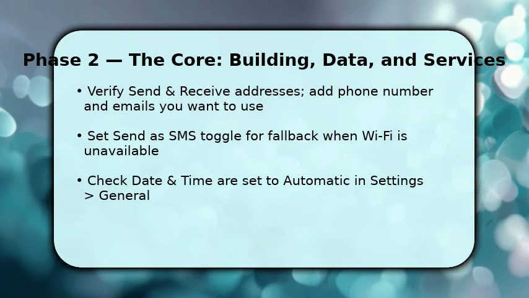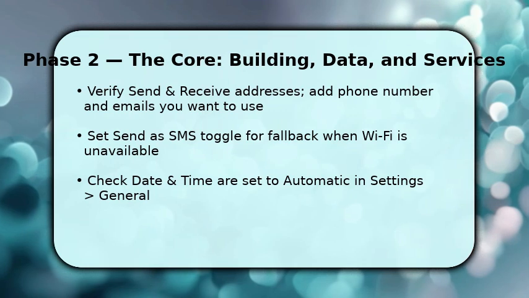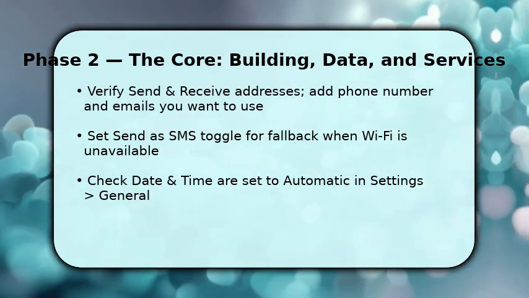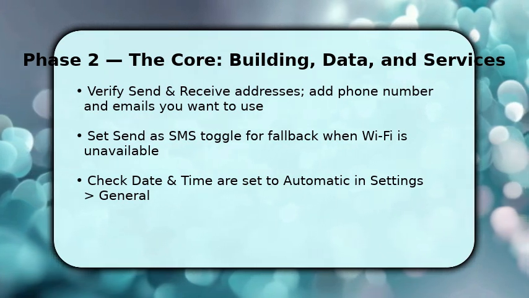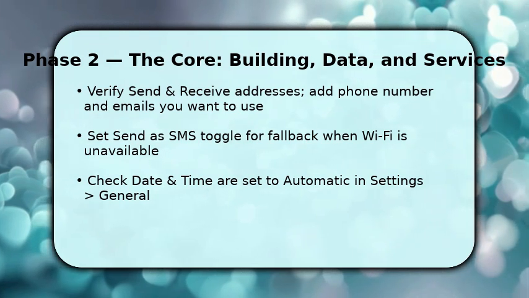Now configure how iMessage sends and receives. Open Messages, tap Send and Receive, and select the phone number and email addresses you want reachable. This controls identity presentation. Make sure Send as SMS is enabled as a fallback for cellular texts if Wi-Fi fails.